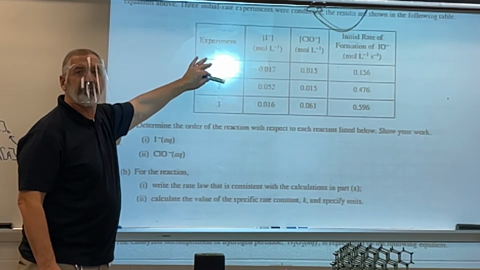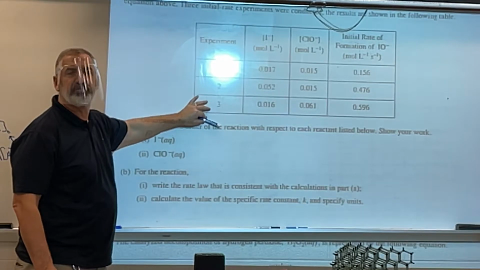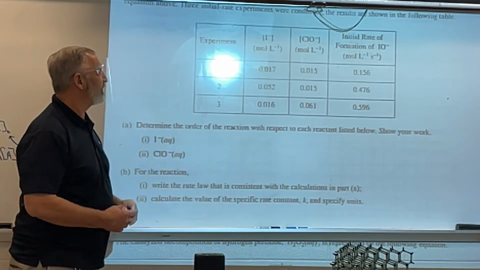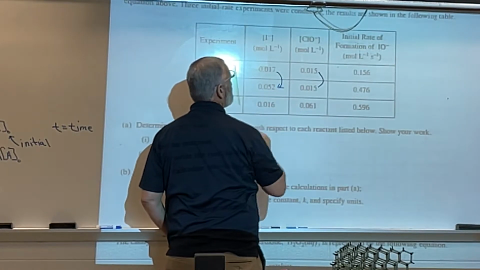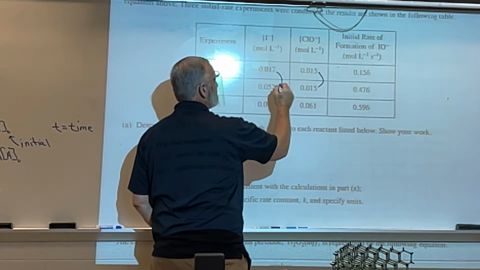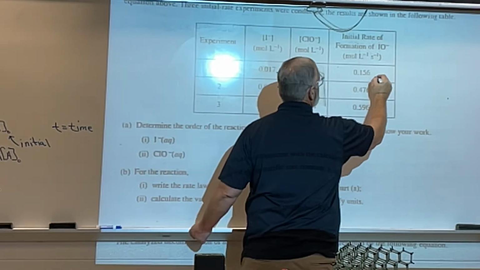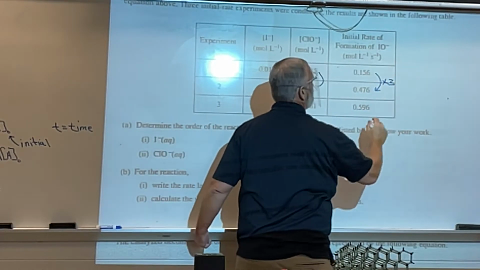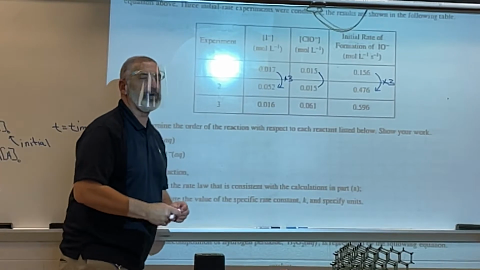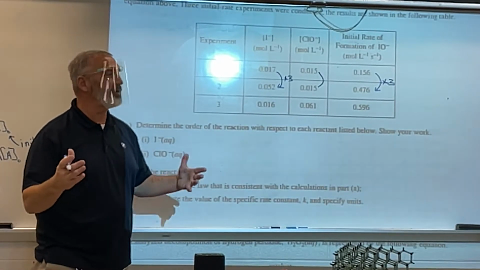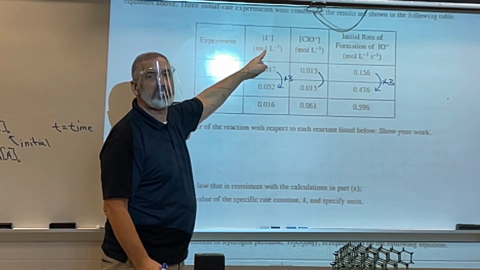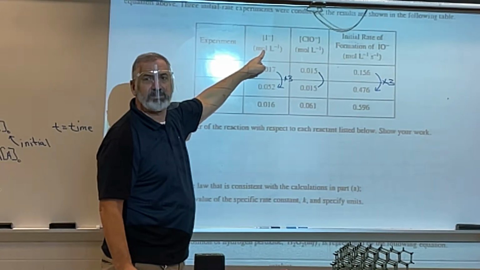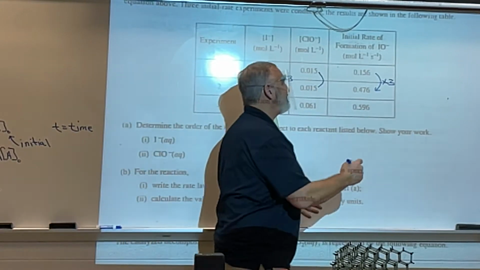This is where we're going to use the differential rate law, okay? So we're going to compare, keeping these two constant. So this is times what? Times 3. This is times 3. Now, without showing work, we automatically know that if it's times 3 and times 3, what's the exponent, what's the order with respect to I minus? 1. Okay, but we still have to show the work.